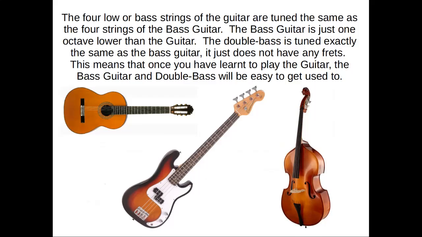The four low or bass strings of the guitar are tuned the same as the four strings of the bass guitar. The bass guitar is just one octave lower than the guitar. The double bass is tuned exactly the same as the bass guitar. It just does not have any frets. This means that once you have learned to play the guitar, the bass guitar and double bass will be easy to get used to.